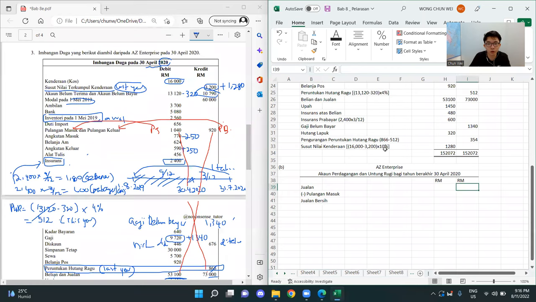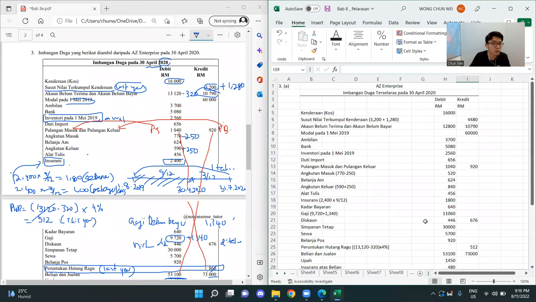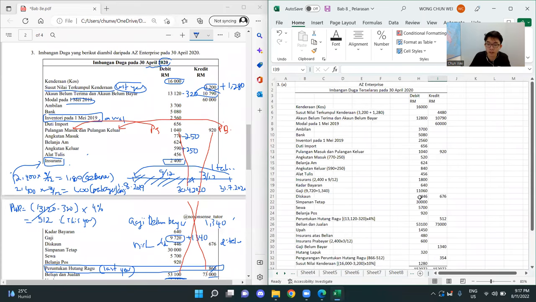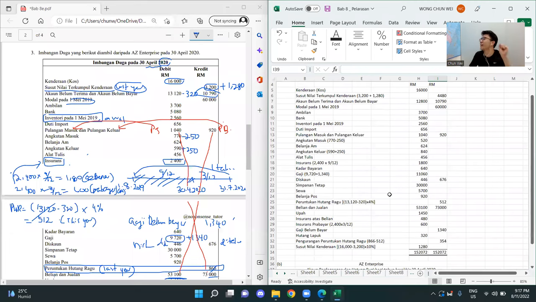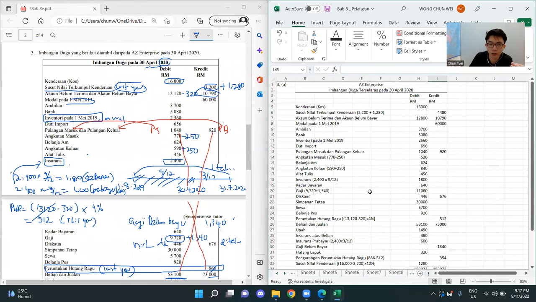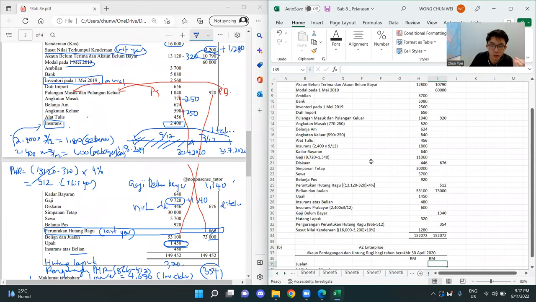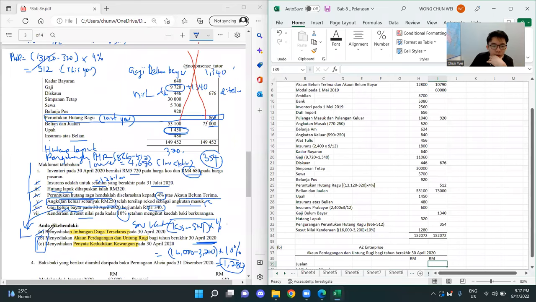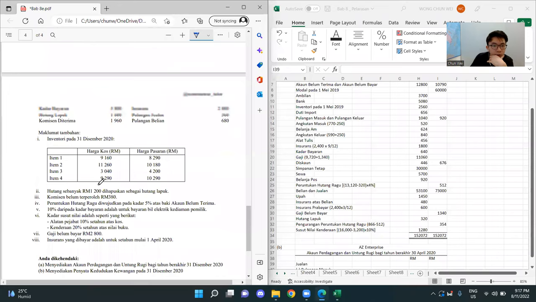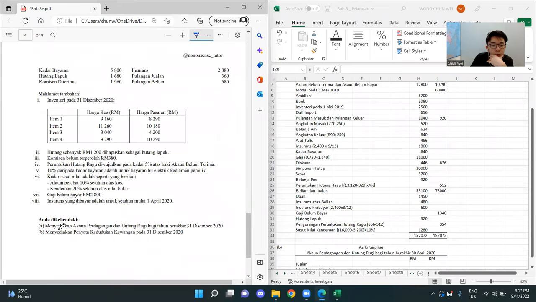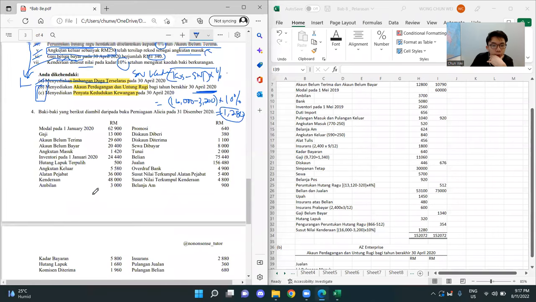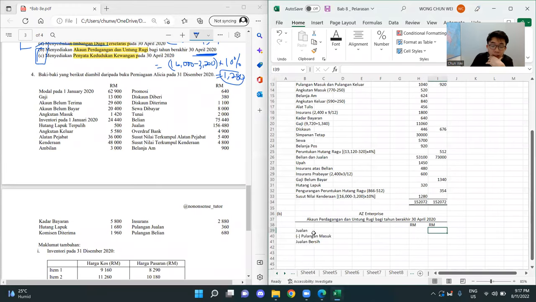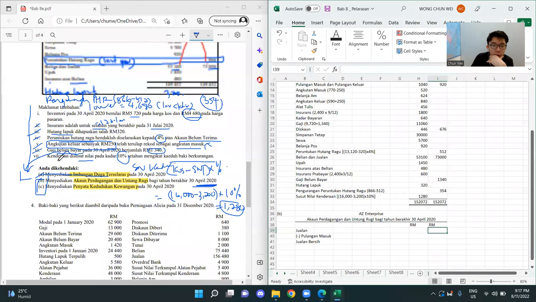So the jualan, you can either take out from your imbangan Duga Terselaras. Okay, but once again, as I said just now, in your exam, they hardly ask you about imbangan Duga Terselaras. So for safety purpose, we learn to straight away take out information from here. Even though this is the complete adjusted one, we can just ignore it and take it out from here. Okay, so this is better because normally questions are like question four. They just straight away ask you to do Perdagangan dan Untung Rugi and PKK. So from here, we have to straight away take out information and do our account Perdagangan. Right? So we have to learn.